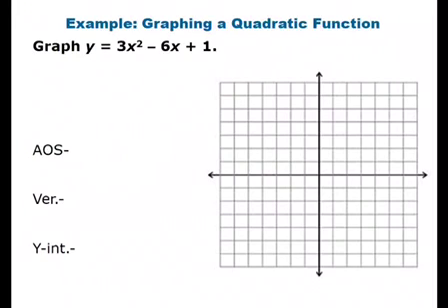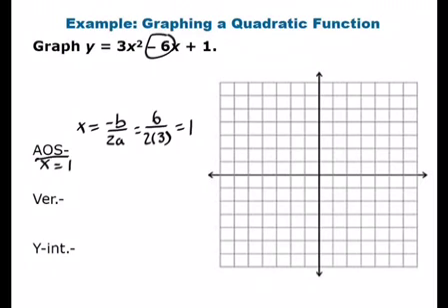So let's go through this first example. We've got 3x squared minus 6x plus 1. Let's just go ahead and find our axis of symmetry first. So that means we're going to take x equals negative b over 2a. Well, negative b in this case, instead of being a negative 6, would be a positive 6, because you want the opposite there. And then 2 times 3, it's going to give us a positive 1. So axis of symmetry is x equals 1.